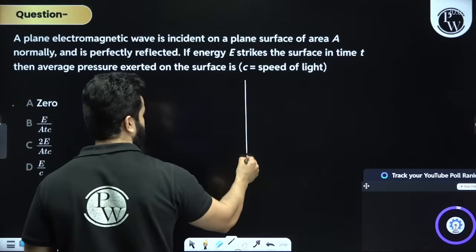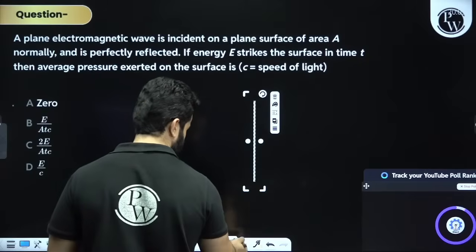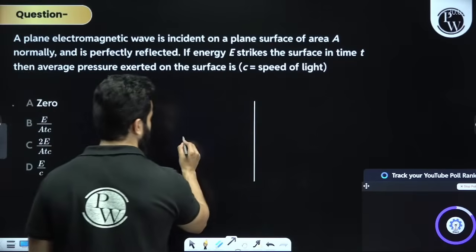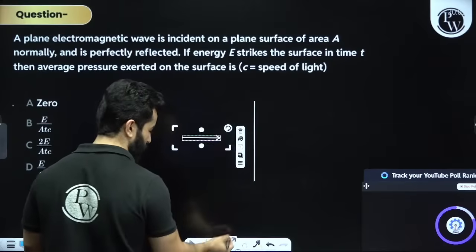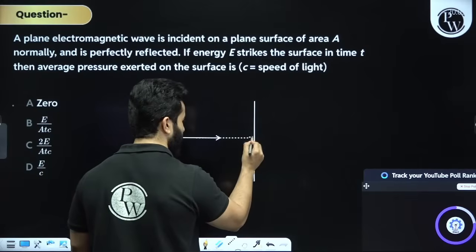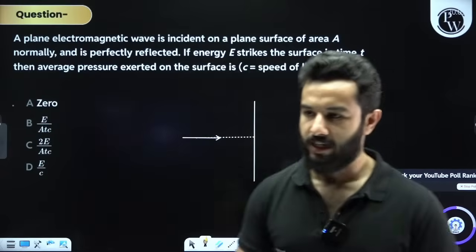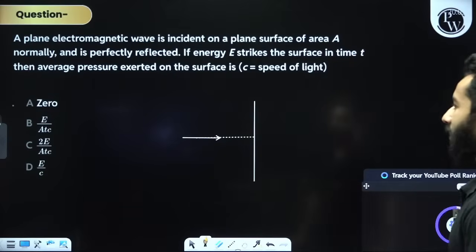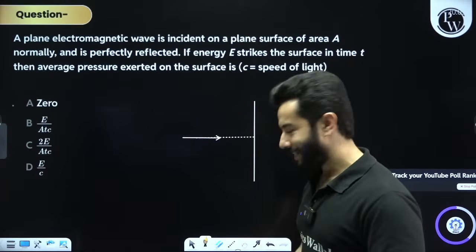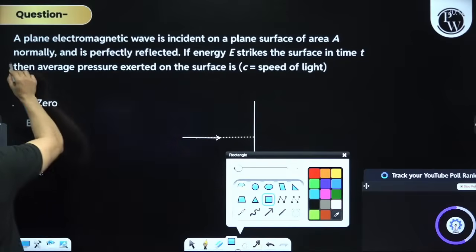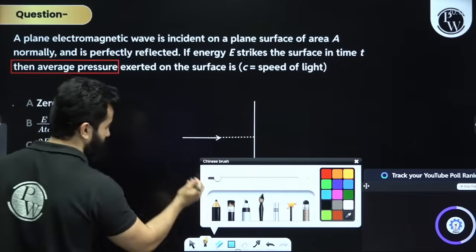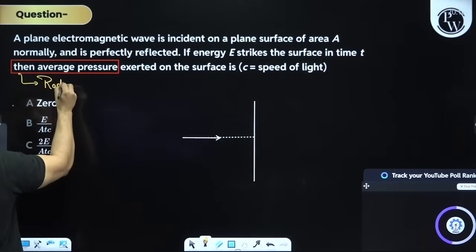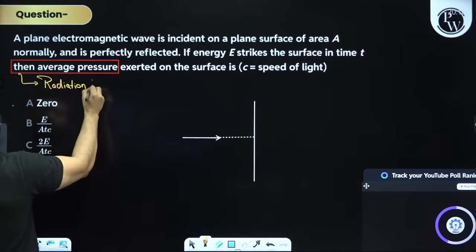Let's suppose we have got a surface like this, and some electromagnetic wave is falling on this surface normally, my dear friends, something like this. Clear? On this normally, and you need to find out the average pressure. By the way, this pressure is nothing but radiation pressure.